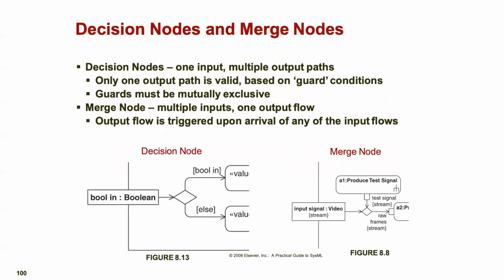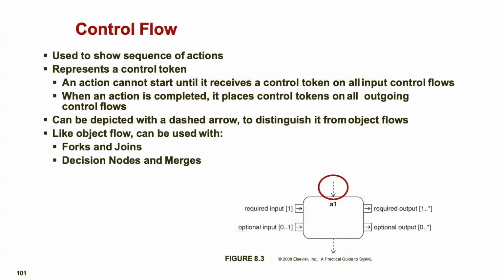We have decision nodes and merge nodes, and so we have diamonds. Decision nodes are one input, multiple output paths. Only one output path is valid based on guard conditions, and the guards must be mutually exclusive. Then we have merge nodes, where there are multiple inputs and one output flow. So the output flow is triggered upon arrival of any of the input flows. For control flow, it's used to show a sequence of actions. It represents a control token, can be depicted with a dashed arrow to distinguish it from object flow. And like object flow, it can be used with forks and joins and decision nodes and merges.